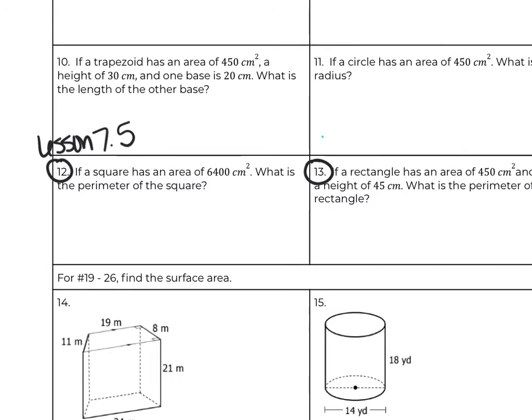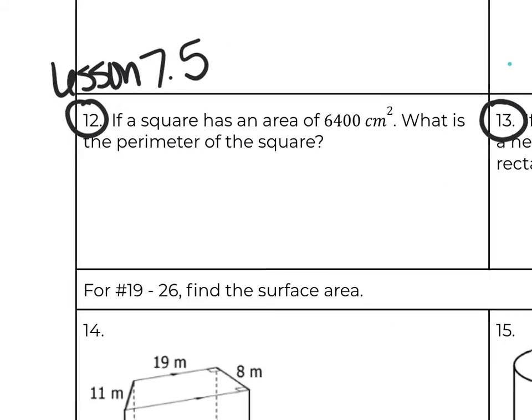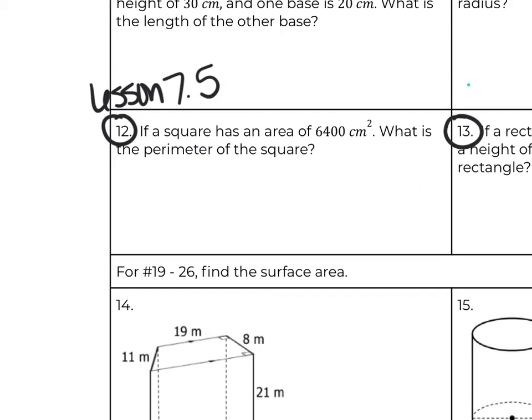So I will do, actually I might take off 13. Let's look at 12. So if a square, oh no, just kidding, not 7.5. I'm on the wrong question. I think we did this in lesson 1.